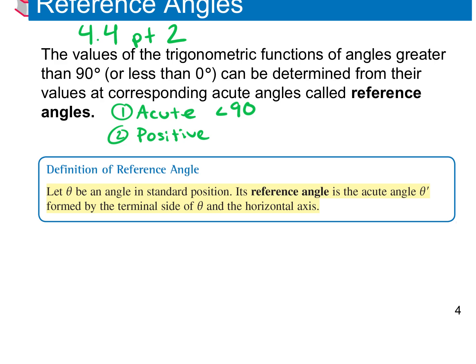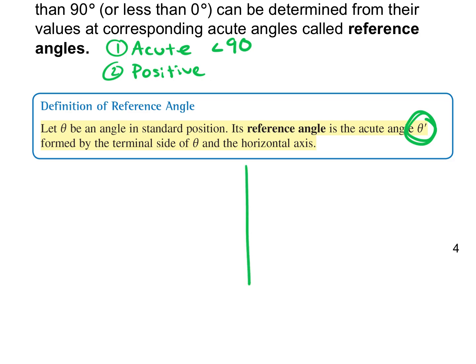So it says let theta be an angle in standard position if its reference angle is the acute angle. This is the symbol for reference angle, so it'll be theta with a little prime on it. So it's got that extra tick mark. Formed by the terminal side of theta and the horizontal axis. So if I had an angle here with my initial side and my terminal side, this angle would be from here to here. It's greater than 90. It falls in the second quadrant.